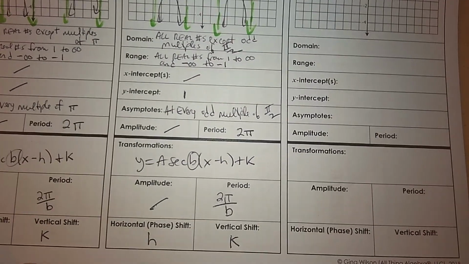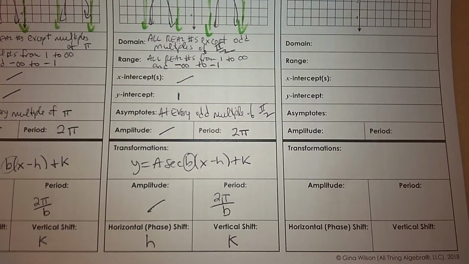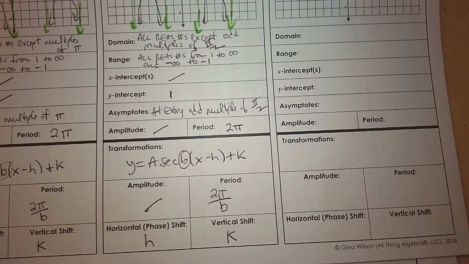1 left. You don't want me to call you out? There's 1 left. And then we got to practice. And then you got to do your homework.